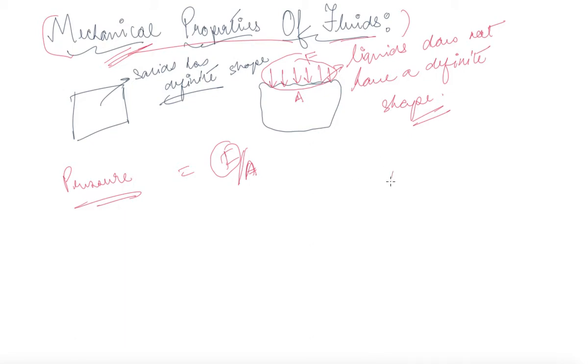Similarly, for this small container, if I apply the same force for the area A2, the pressure in this particular system will be more because the area is less. The perfect example is when you use a needle and press onto some object or cloth, you see that it easily pierces the material.